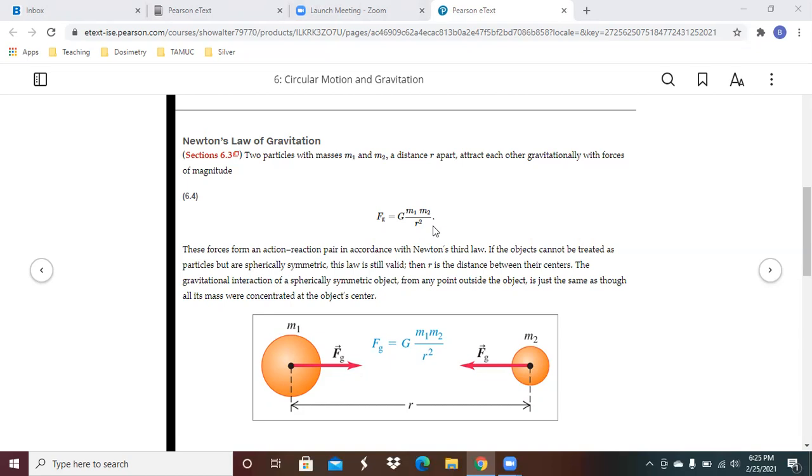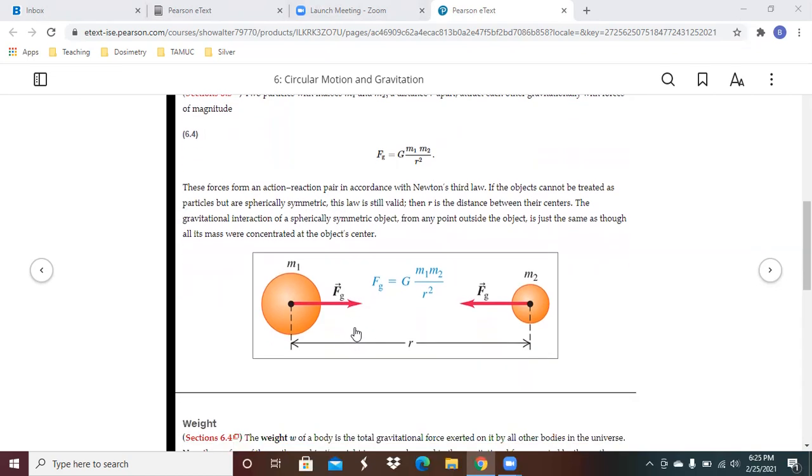Gravitational interaction of a spherically symmetrical object from any point outside the object is just the same as though all of its mass were concentrated at the object's center.